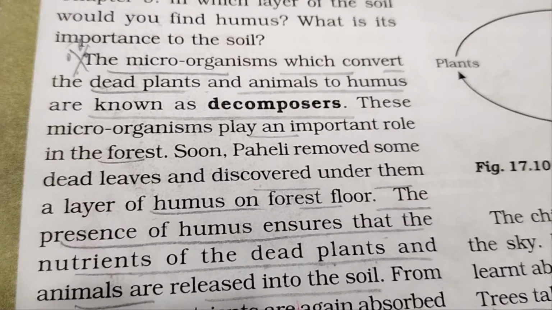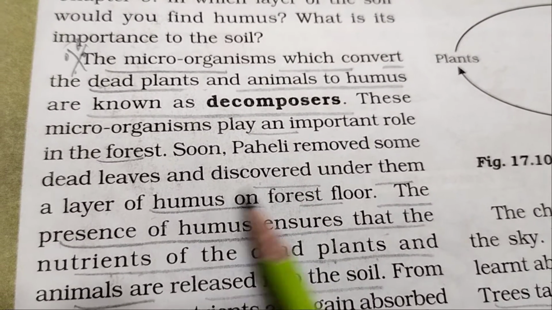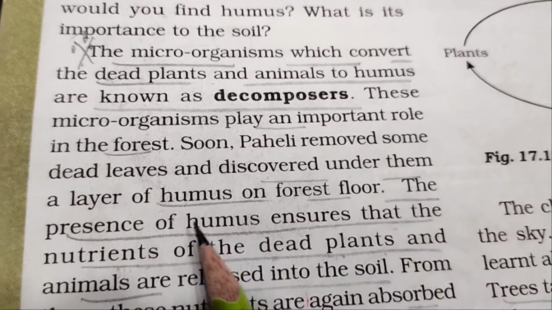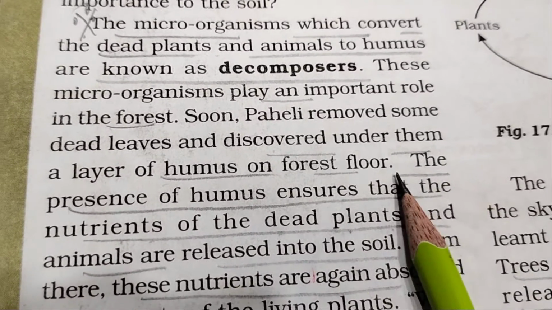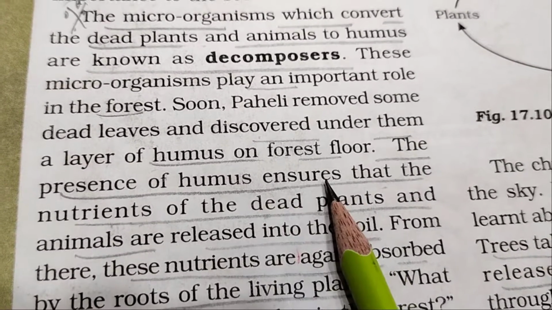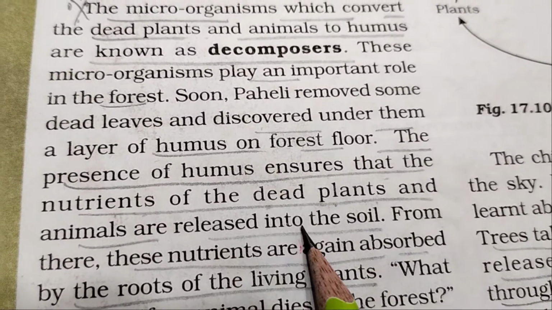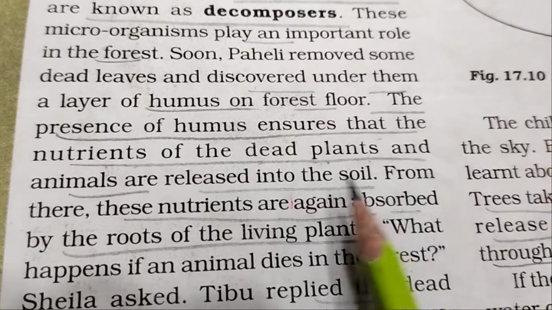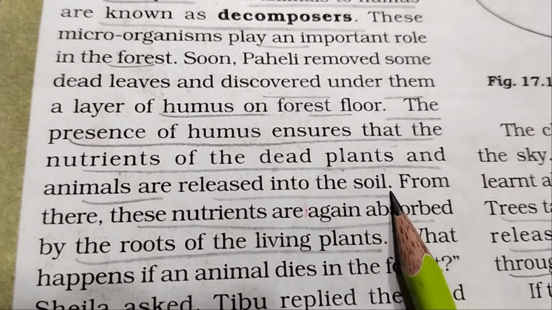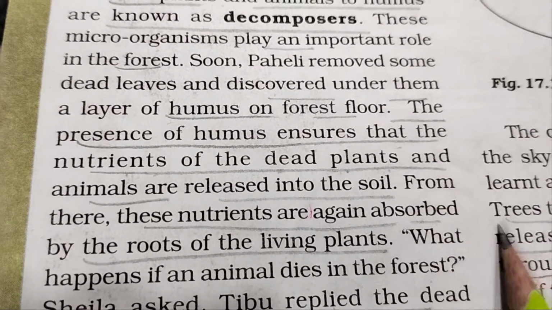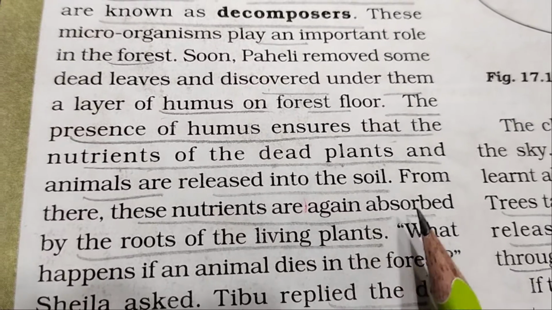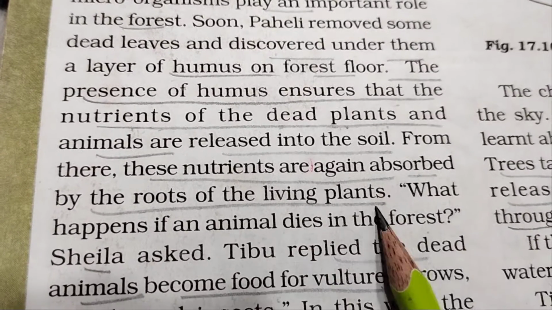Paheli removed some of the dead decaying leaves and discovered under them that a layer of humus is found on the forest floor, and the presence of humus ensures that the nutrients of dead plants and animals are released into the soil. Because of the humus, the nutrients are in the soil only. From there, these nutrients are again absorbed by the roots of the living plants.